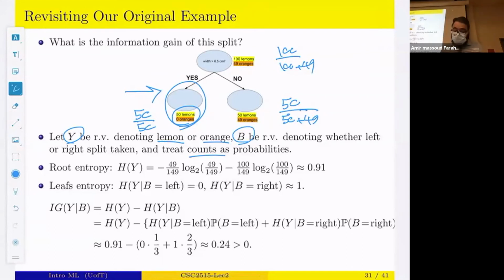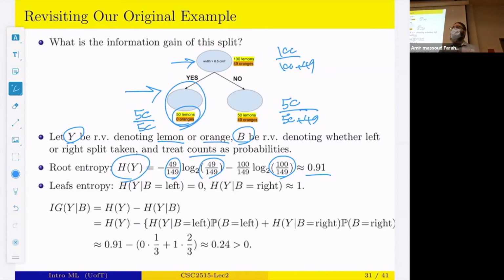So first we compute the root entropy, the entropy of being lemon or orange when we don't have any knowledge, when we are at the root. So there is no condition there. If we do the computation, it would be minus 49 over 149 times log of that value, minus 100 over 149 times log of that value, and we get a value close to 0.91. Okay, so that's the entropy on how much uncertainty we have at the root.